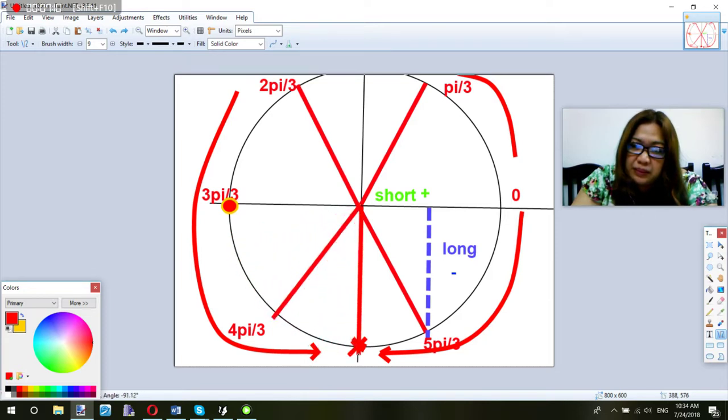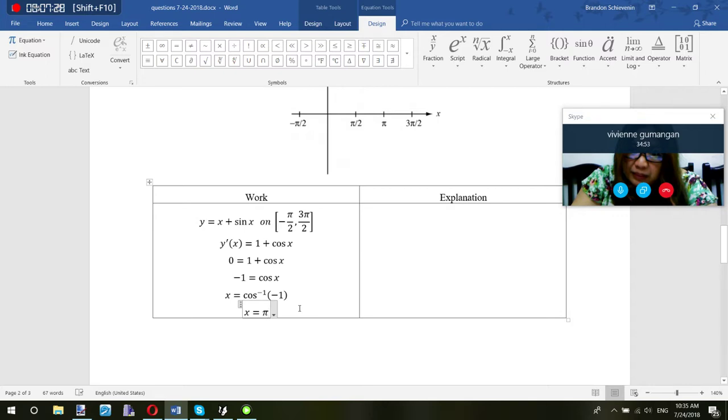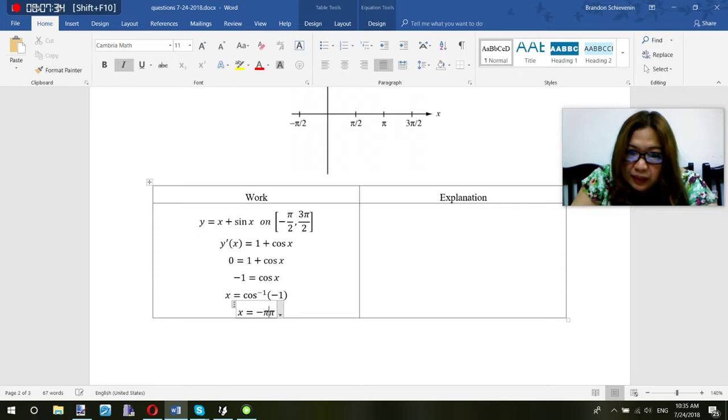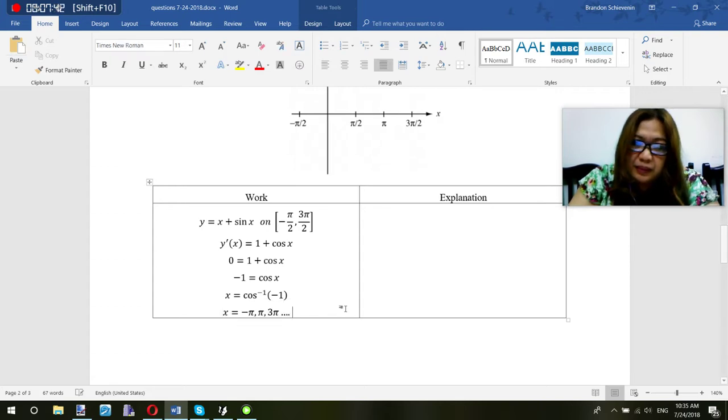3 pi halves. So I never hit 3 pi, because to hit 3 pi I would have to keep going around again. And I never hit negative pi because when I started I didn't go back far enough in order to get here. I only went back to here. My points that are coterminal with pi are negative pi, pi, and 3 pi. It would keep going up by 2 pi every time. But on our interval, only pi works.